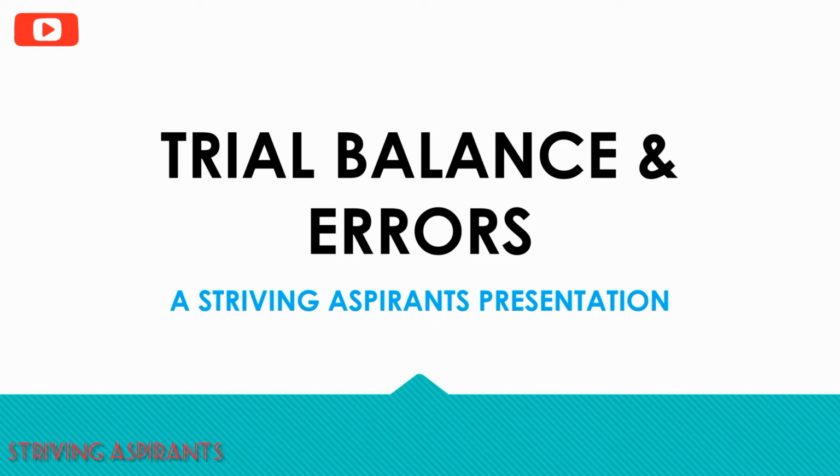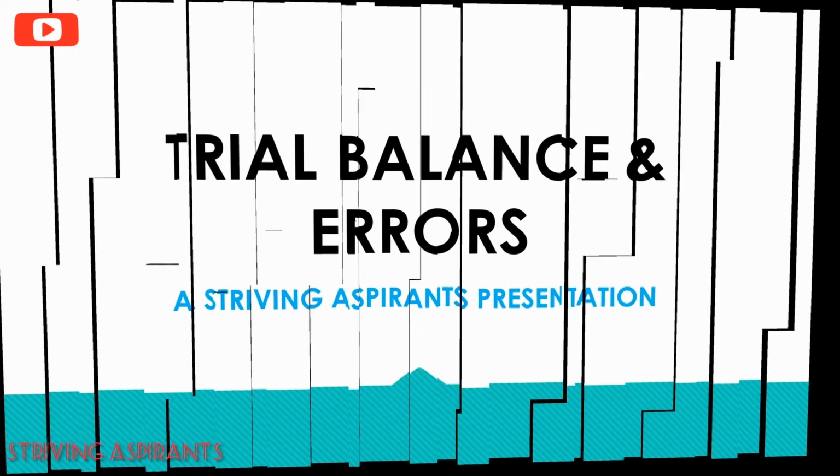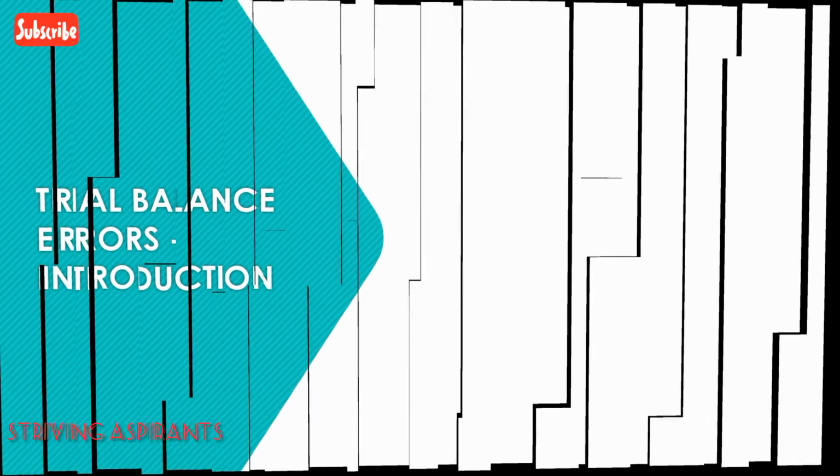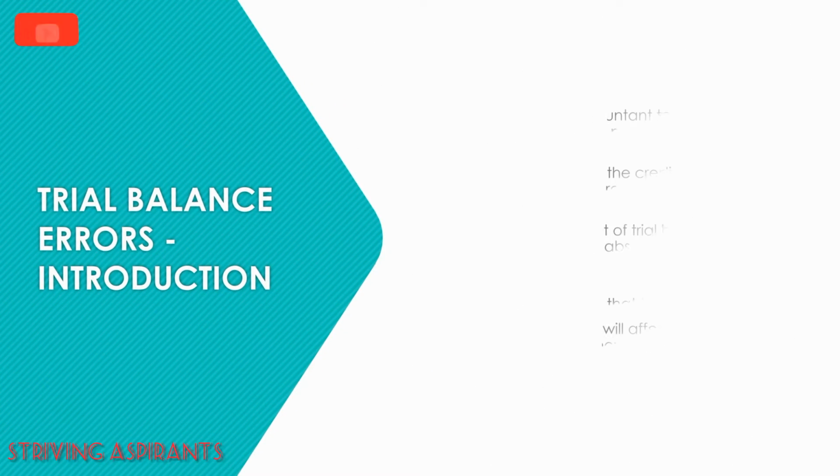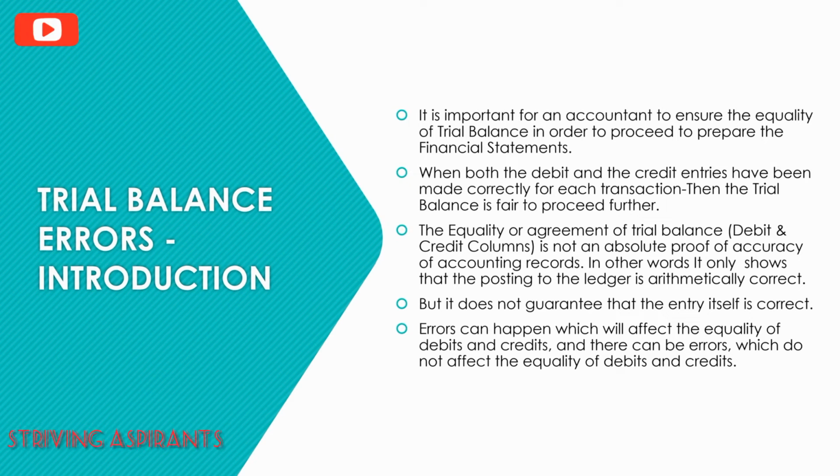Today our topic is trial balance and errors. As we know, the trial balance lies in between the ledger account balances and the financial statements. It is like a bridge that connects the ledger balances and the financial statements. In other words, it is important for an accountant to ensure the equality or agreement of the trial balance in order to proceed to prepare financial statements.